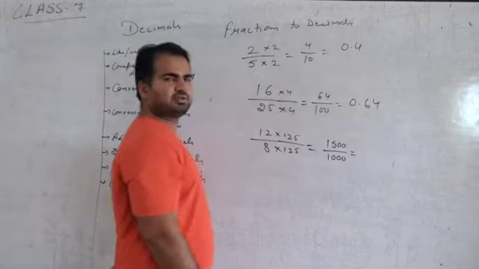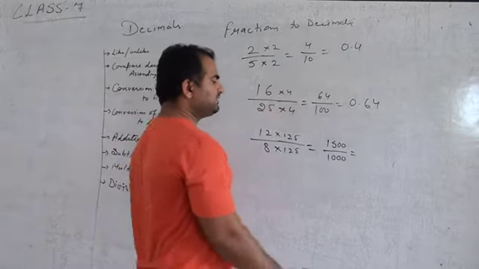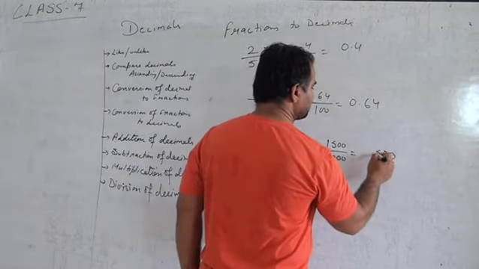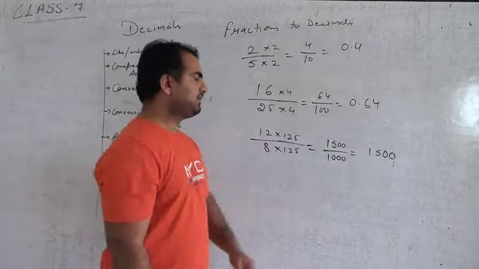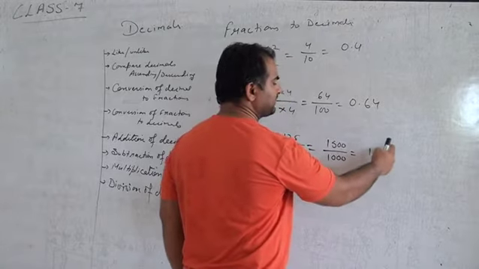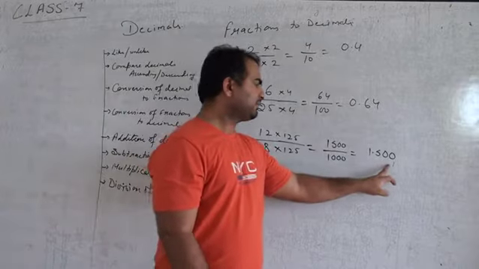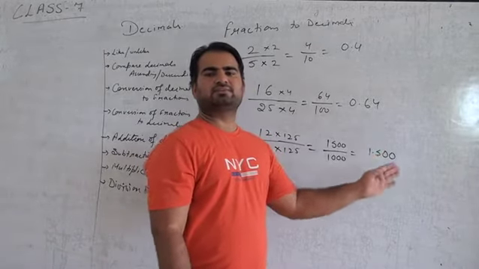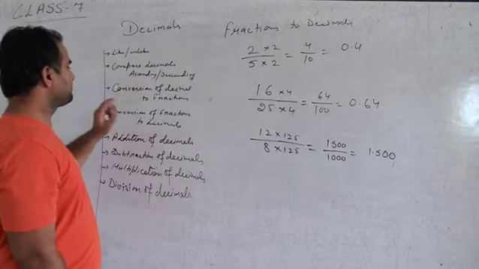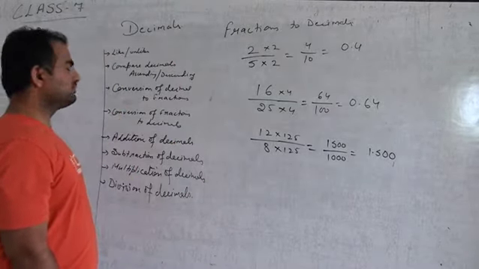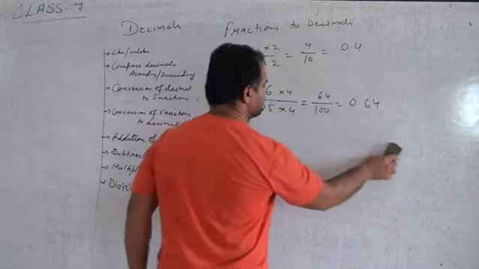1500. Okay. So we have to count the number of zeros in the denominator. How many zeros are there? There are 3 zeros. Then we put the decimal by counting from the right: 1, 2 and 3. After 3 digits, we place the decimal. It will be 1.500. That's our final answer. Okay class. So this was conversion of decimals to fractions and fractions to decimals. Next, we will add decimals.